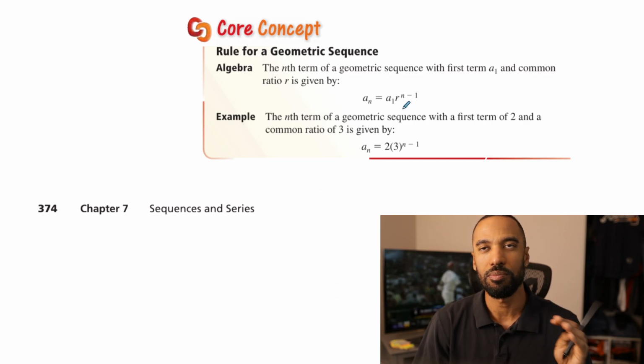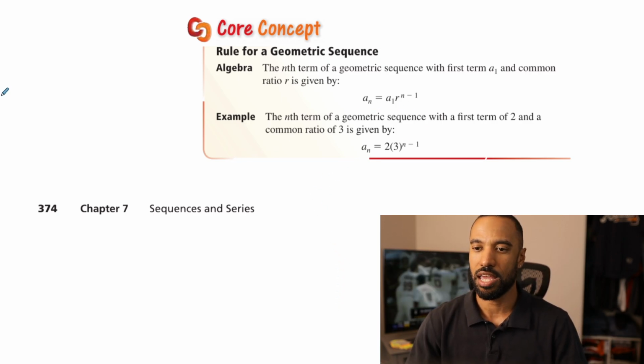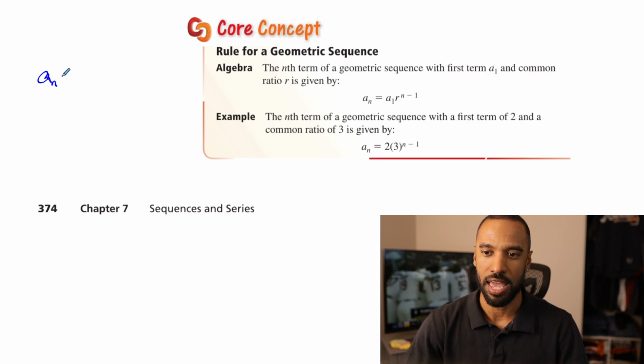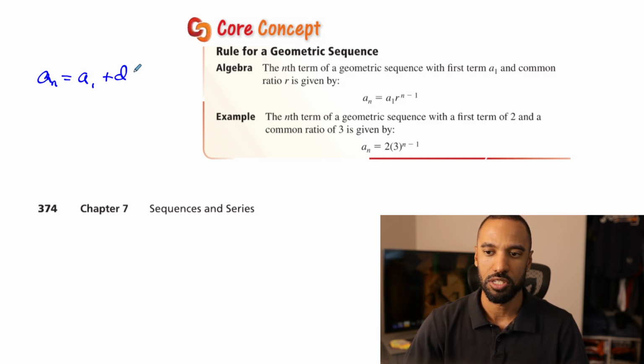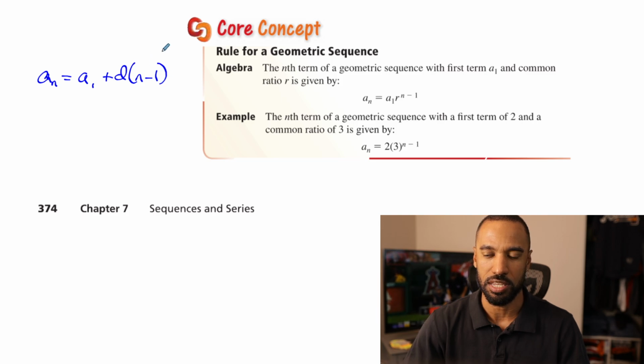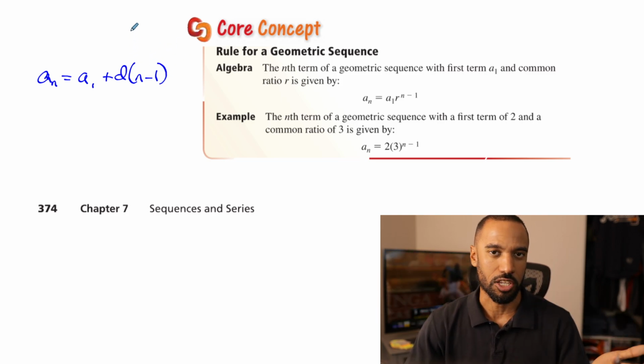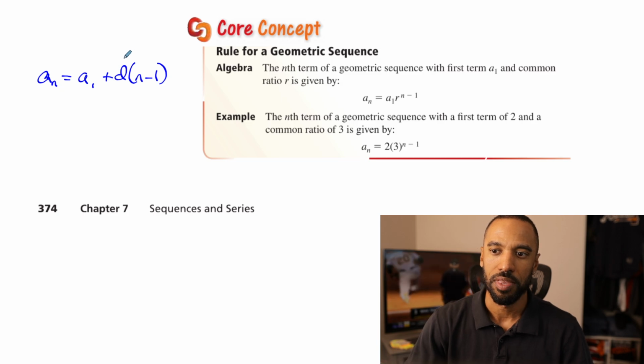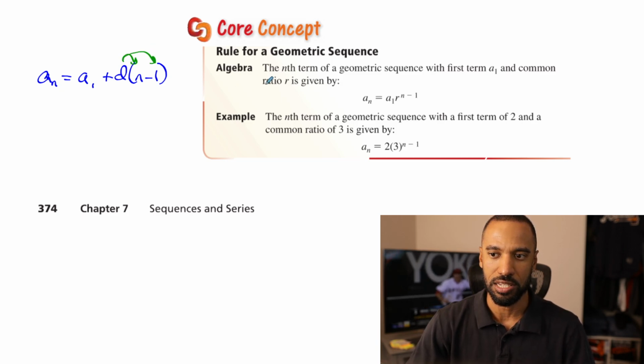You know, in the arithmetic sequence set, we would have one that looks like a sub n equals a sub 1 plus d times n minus 1. And yes, I write the d first there. And I'm not going to explain why the rule is what it is, but this is the rule. But bottom line, you could distribute the d into these two terms.